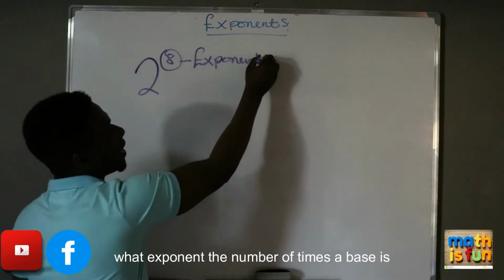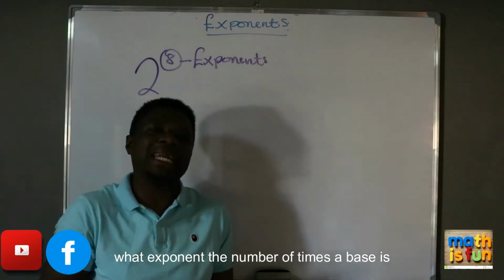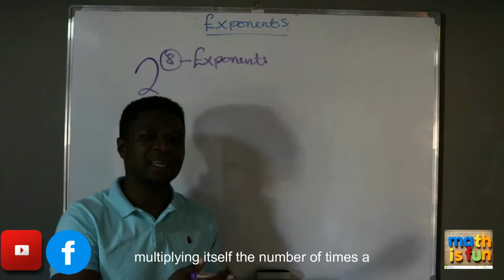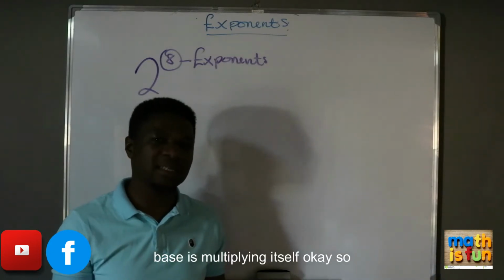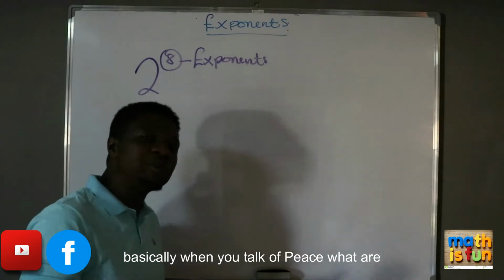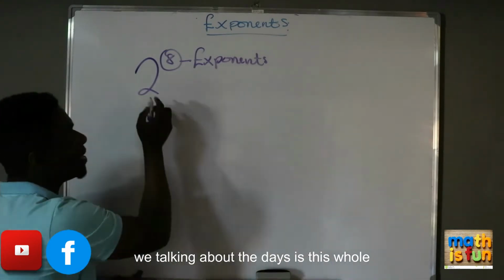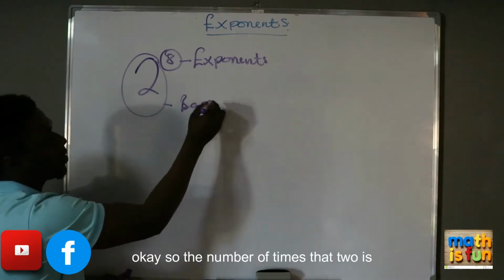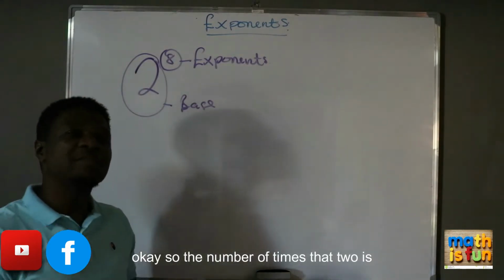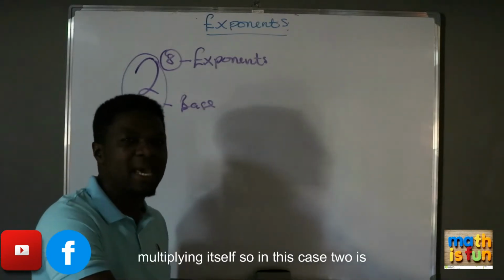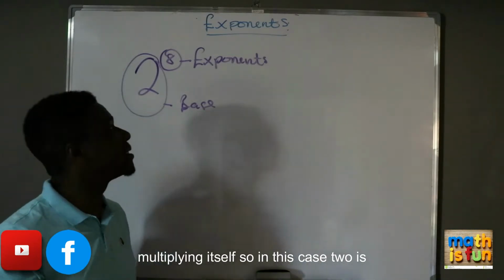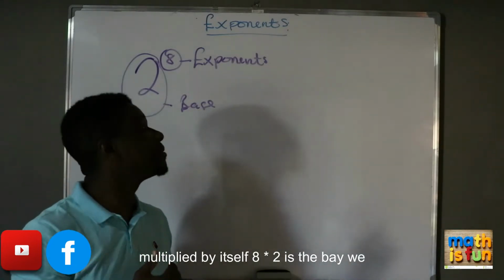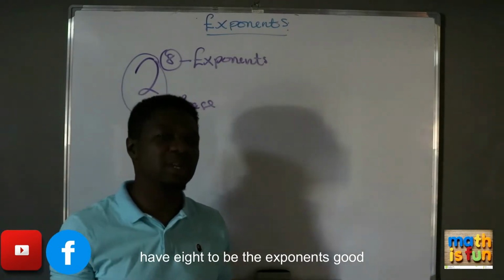Exponent. And exponent simply means the number of times a base is multiplying itself. So basically, when we talk of base, what are we talking about? The base is this whole number that we are talking about. So the number of times that 2 is multiplying itself. In this case, 2 is multiplying itself 8 times. 2 is the base. We have 8 to be the exponent.